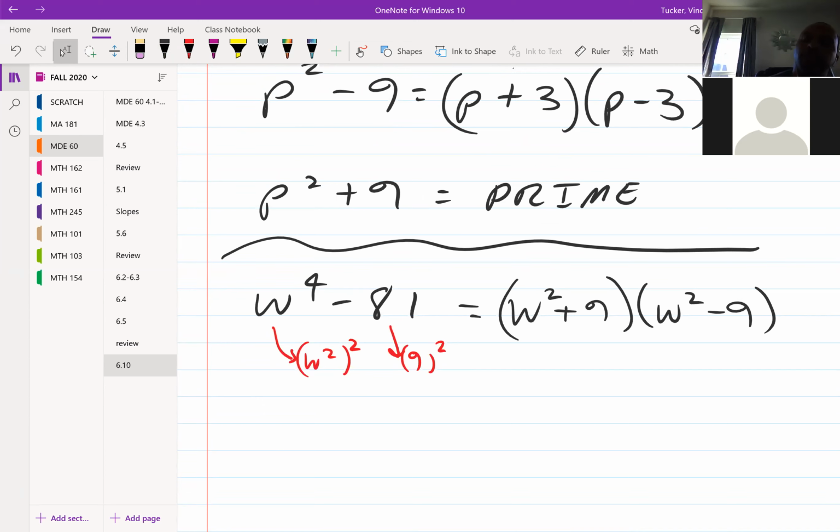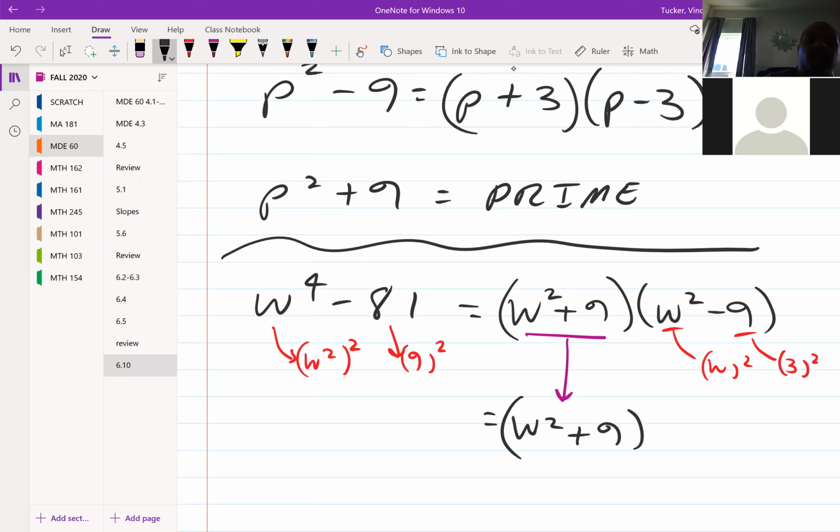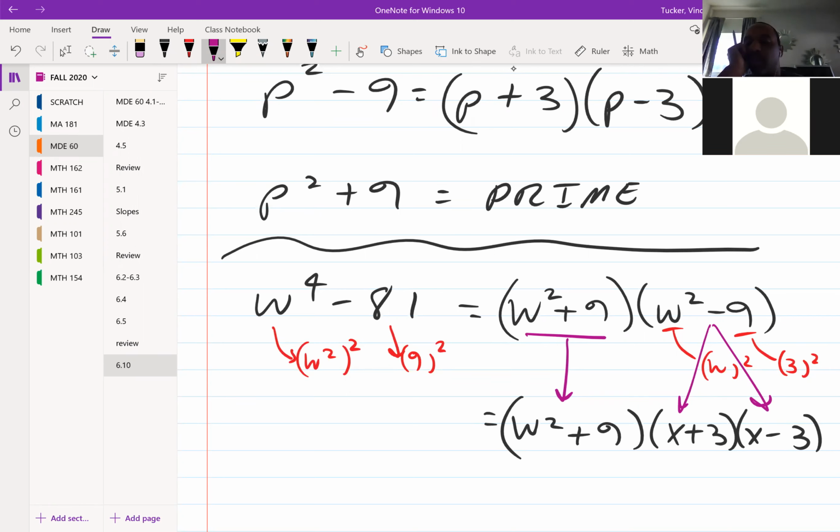Difference of squares. And then notice we have the difference of squares again. And both of these, that's w squared, and this is 3 squared. So keep in mind, this cannot be factored, so we just bring it down. That's a sum of squares, cannot factor that. And then the next set would be x plus 3, x minus 3. So it comes from that set of parentheses.